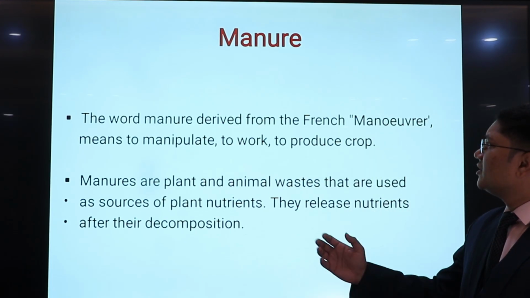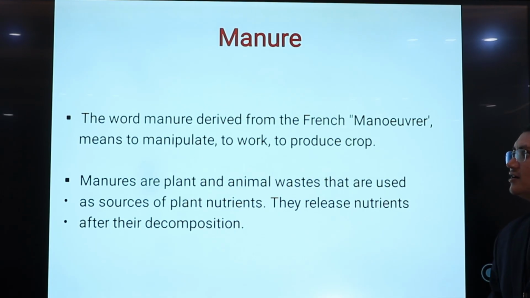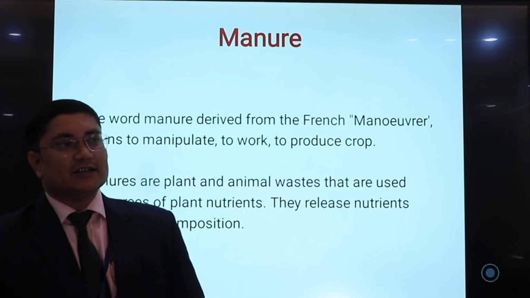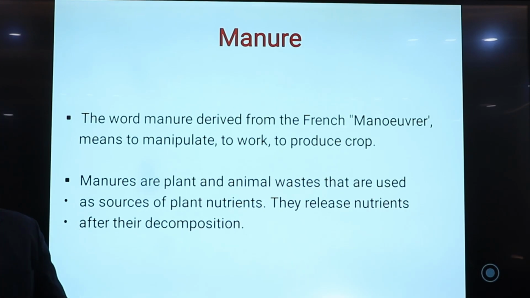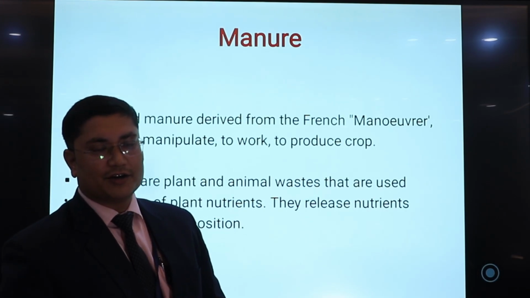The word manure is derived from the French word manure, which means to manipulate, to work or to produce crop. By manipulating, because all the nutrients are already present in our soil.